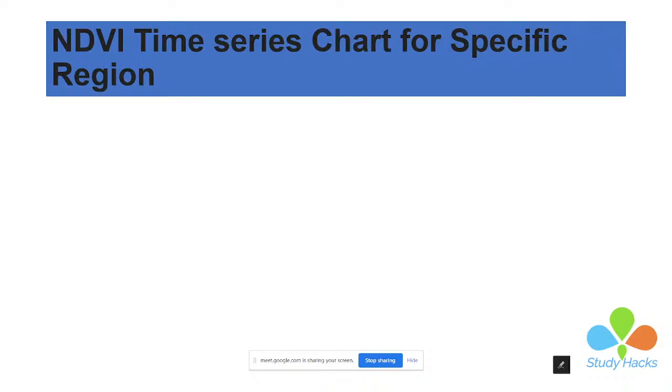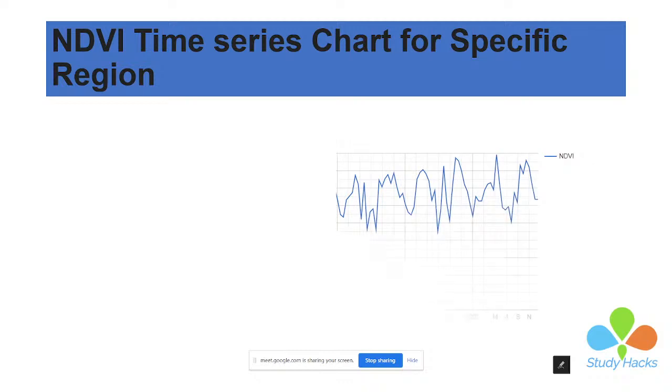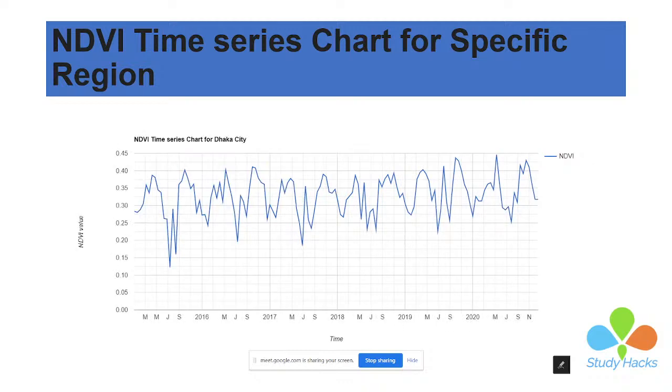This time I will discuss how you can easily make an NDVI time series chart for any specific region, and from the chart how you can easily download the NDVI time series data. Okay, like this you can see this is the NDVI time series chart of Dhaka city, and from the chart we can easily download the data.